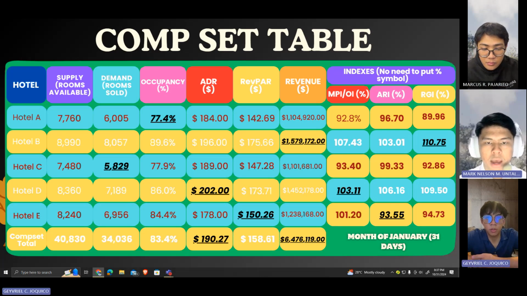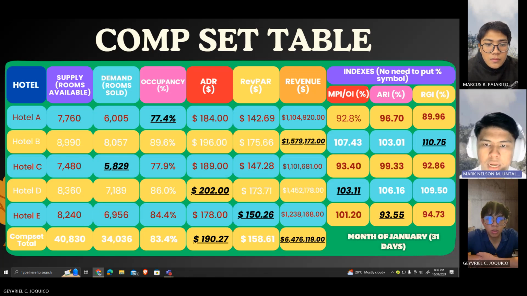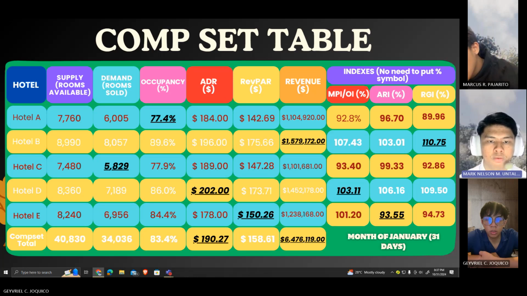The comp set average shows an 83.4% occupancy and a $190.27 ADR, indicating a demand for higher pricing strategies. Hotel D's high ADR and RevPAR of $173.71 underscore its effective revenue approach.